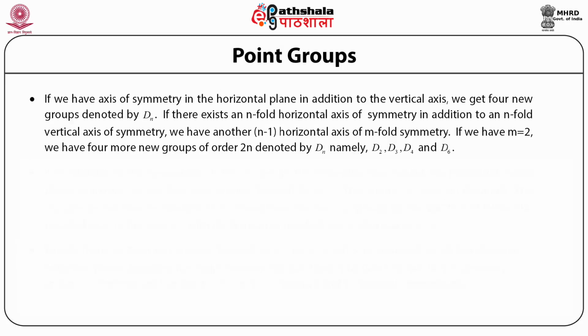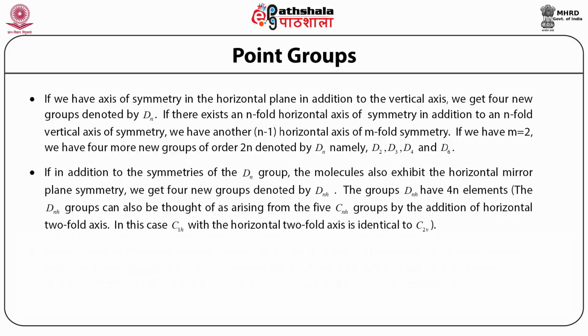Now, further, if we have an axis of symmetry in the horizontal plane, in addition to the vertical plane, we get new groups which are denoted by the symbol Dn. If there exists an n-fold vertical axis of symmetry, in addition we have n horizontal two-fold axes of symmetry. If we have n equal to 2, we have four more new groups of order 2n. They are denoted by dn, and these groups are namely d2, d3, d4, and d6.